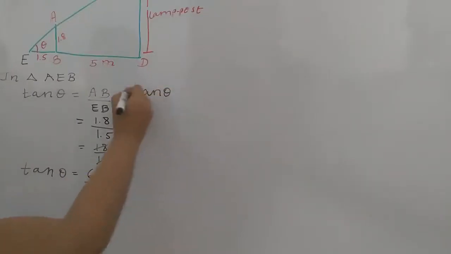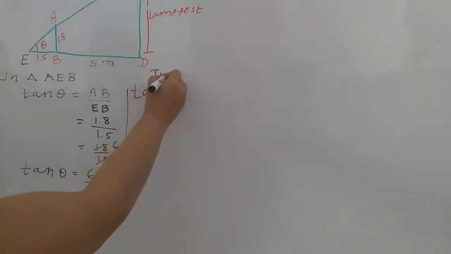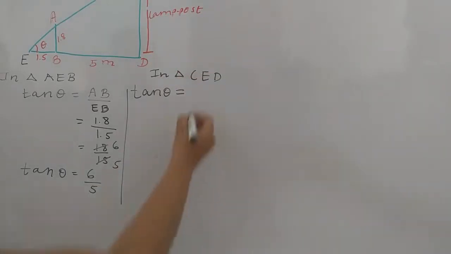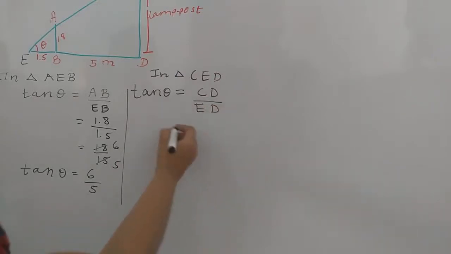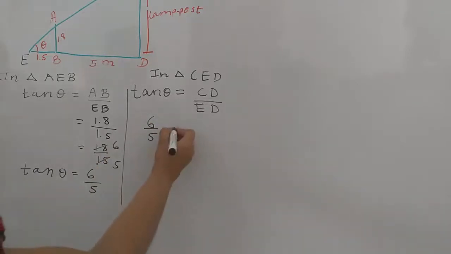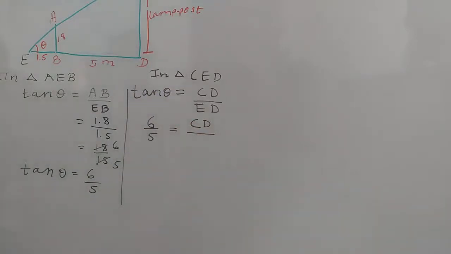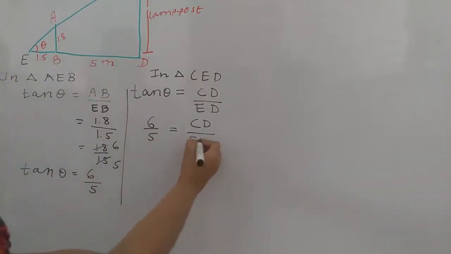Tan theta is equal to, I write here in triangle CED, CD opposite upon ED, that is adjacent. Now tan theta value is already here, we have 6 by 5. So I substitute here 6 by 5 is equal to CD, the lamp post, the value we want to find out, and ED means the whole, that is 5 plus 1.5. So I write here 5 plus 1.5, it will be 6.5.